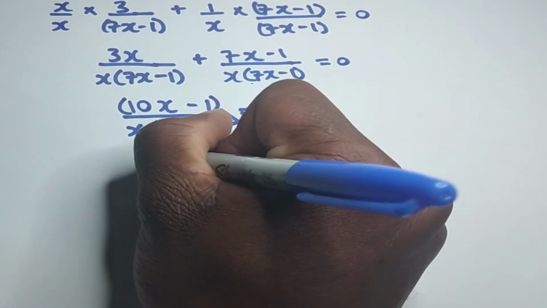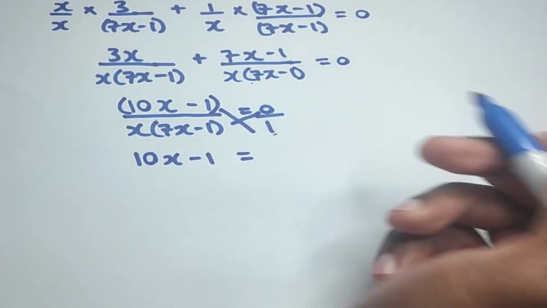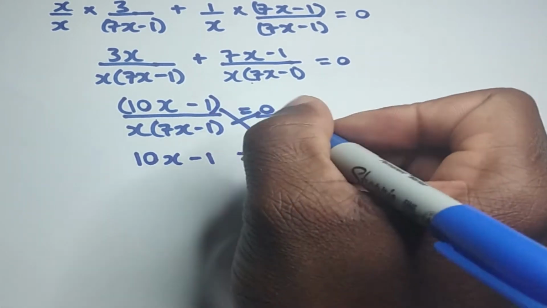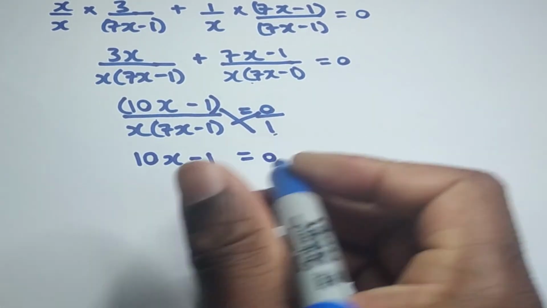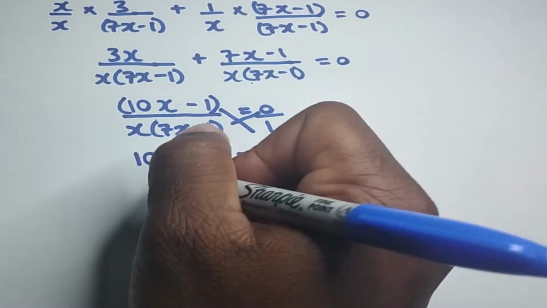1 times anything doesn't change the value of the thing. And 0 times anything is 0. So 0 times x times 7x minus 1 in bracket will give me a 0. So what I'm required to do now is to simply solve this thing.